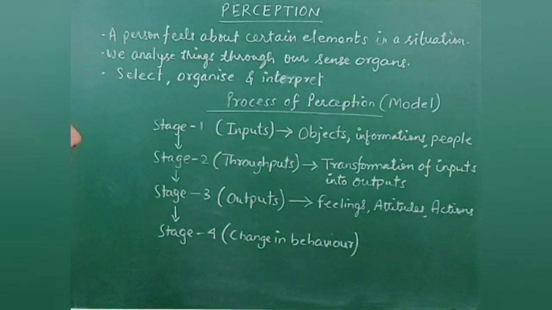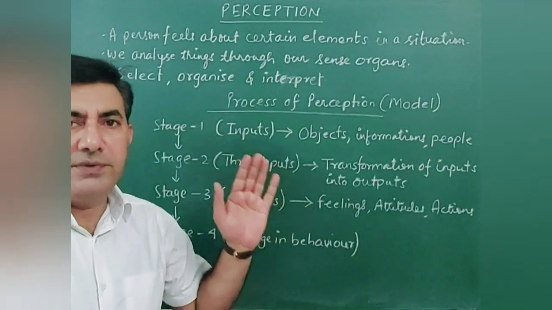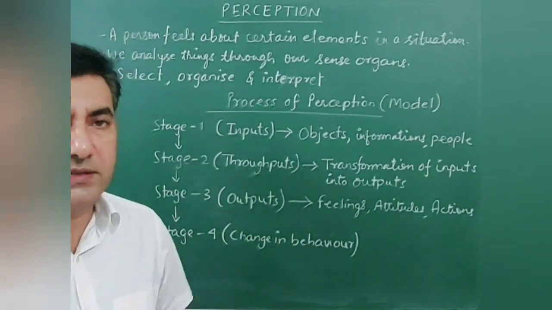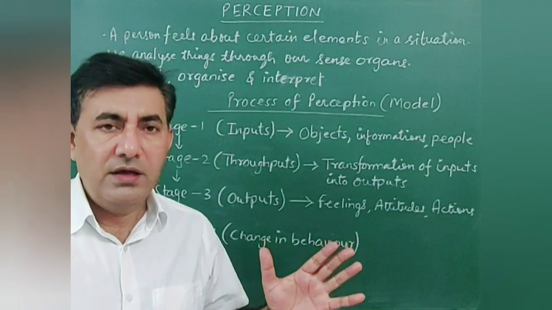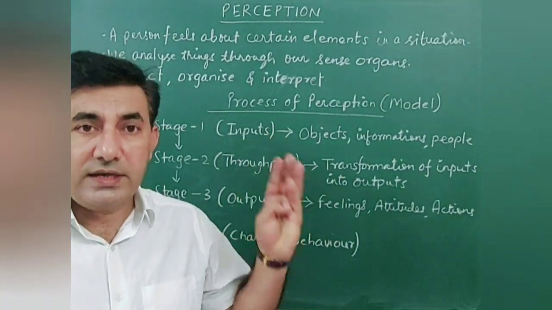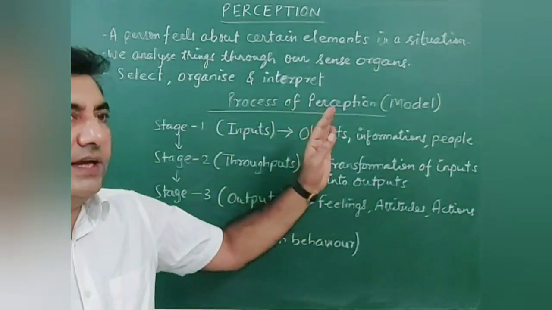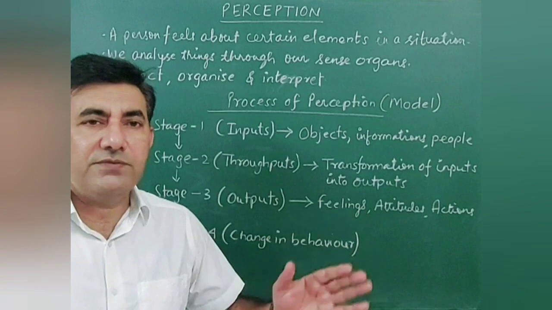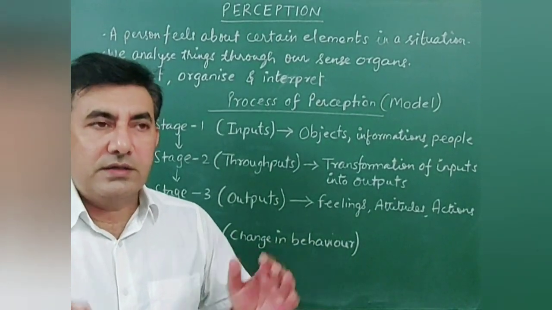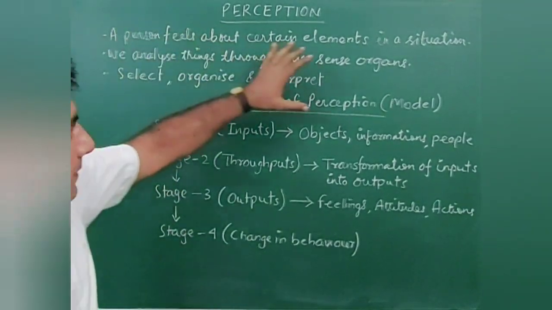Now, as you can see here, perception is something that we gather information by using our senses. Now, we have five senses, right? We know that we have five senses: eyes, nose, skin, tongue and ears. So any information that we gather by using these five senses is called perception in ordinary language. Clear?